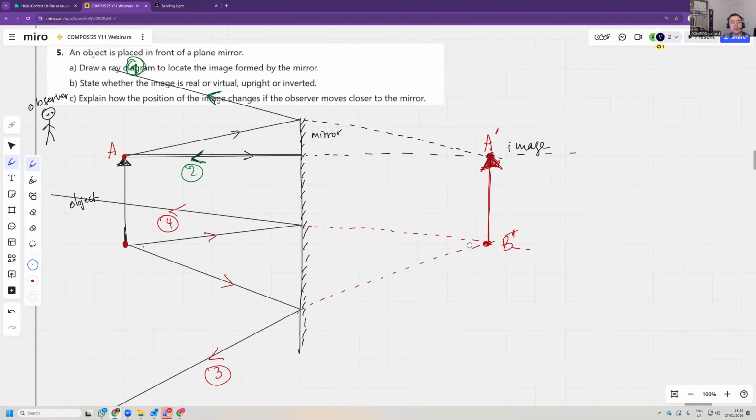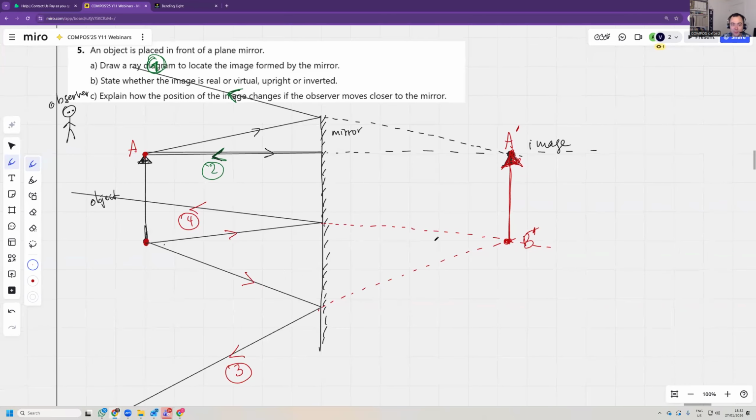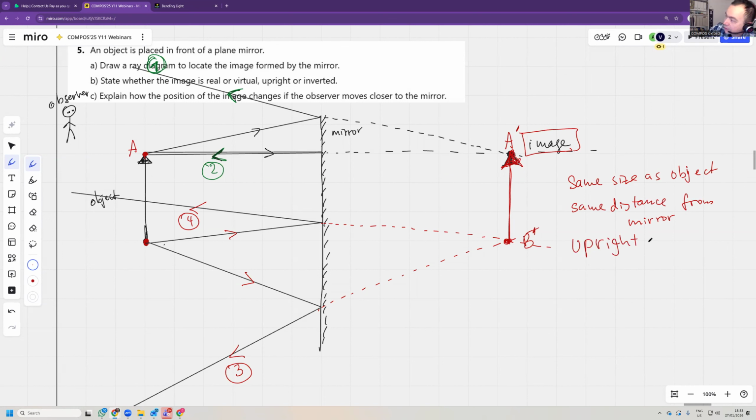Right, so this is how you form an image in a mirror. And this is the image. You can see the image is the same size as the object. It's the same distance from the mirror. And finally, it is upright. Well, indeed, if you stand in front of a mirror, you are standing the same way as your image.